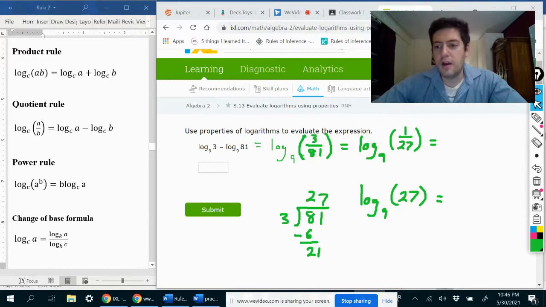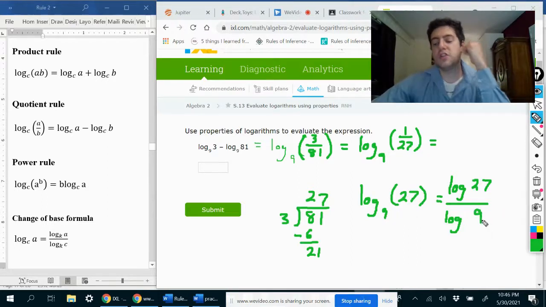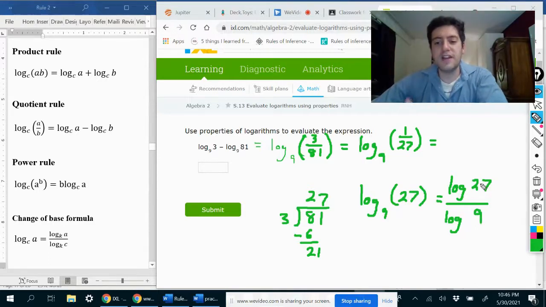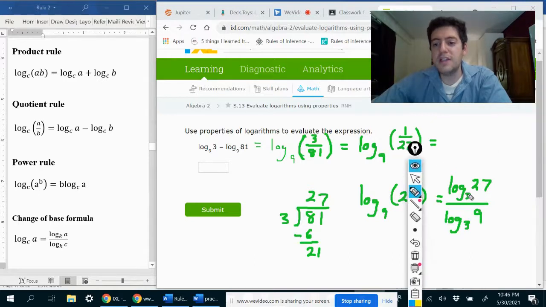Okay, so this is equal to the log of some base of 27 over the log to some base, the same base over here, of 9. And now we would have to just think of a convenient number. 27 and 9 are both powers of what number? That number would be 3. Okay, 27 is a power of 3 and 9 is a power of 3. And these logarithms can be evaluated easily.